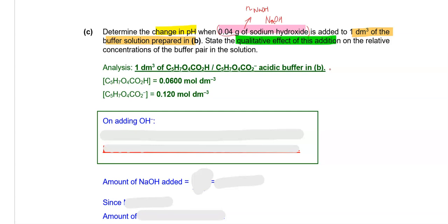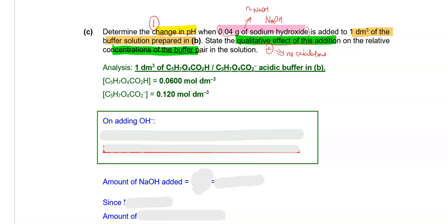Okay, there are two parts to this question. Number one, to calculate the change in the pH, and number two, the qualitative effect on the concentrations of the buffer solution pair. Qualitative effect means there's no calculations required, so we'll tackle part 2 first because it's easier.